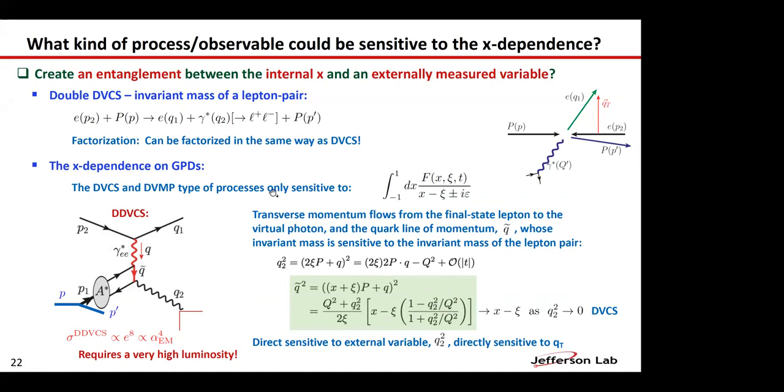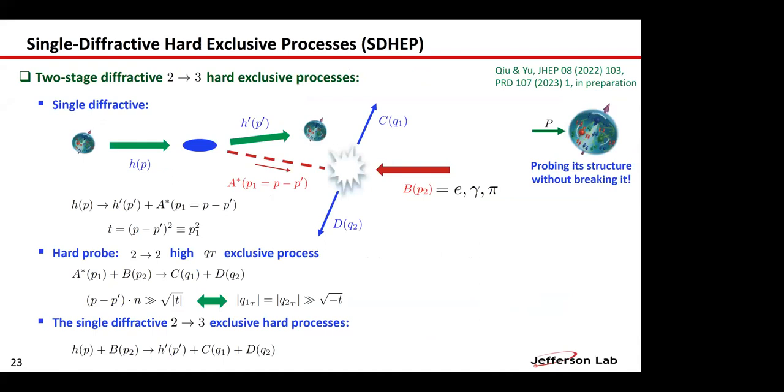So with these two examples, we can now propose a general process to get the GPDs. The process has two basic requirements. The name we call it is a single diffractive hard exclusive process. It is typically 2 to 3 as the minimum. You can go to 2 to 4, but 2 to 3 is the minimum hard exclusive process. So in order to see the GPD physics, you need a single diffractive process. The hadron comes in and diffracts to the observed hadron.